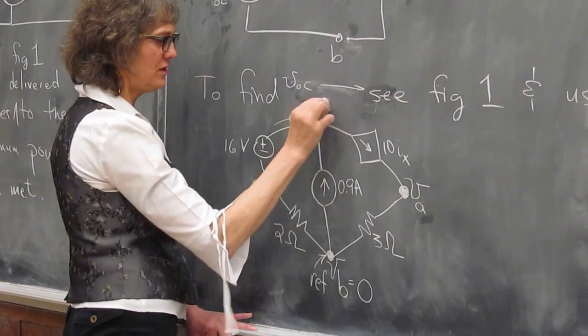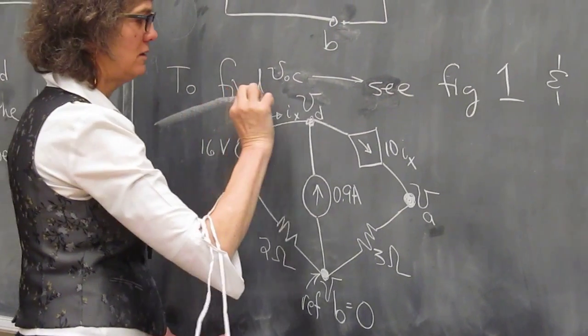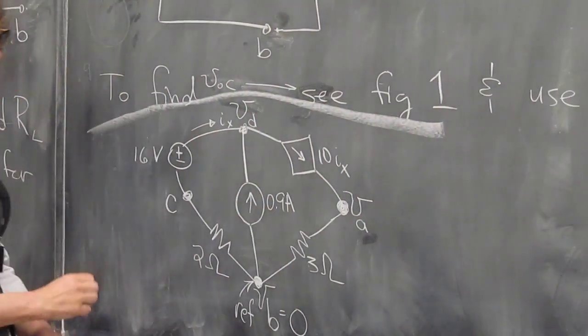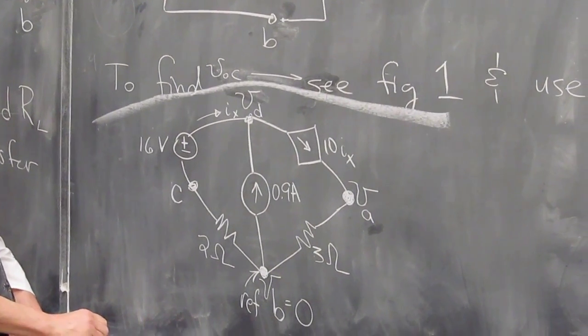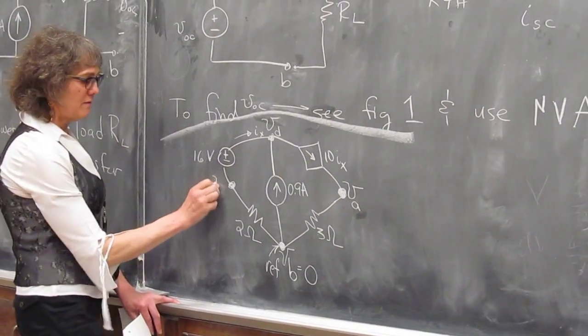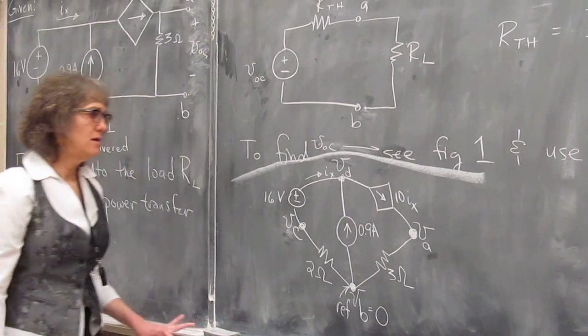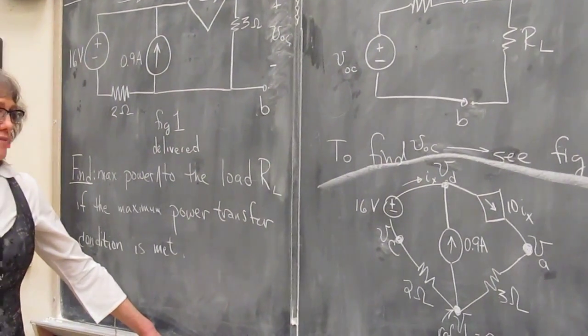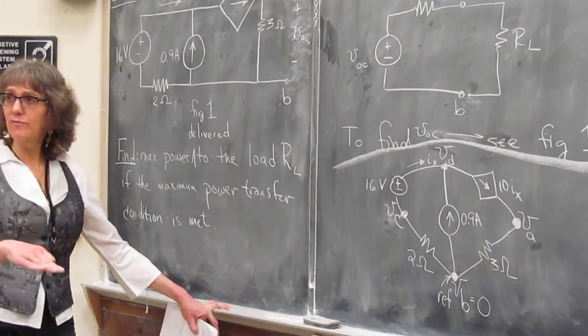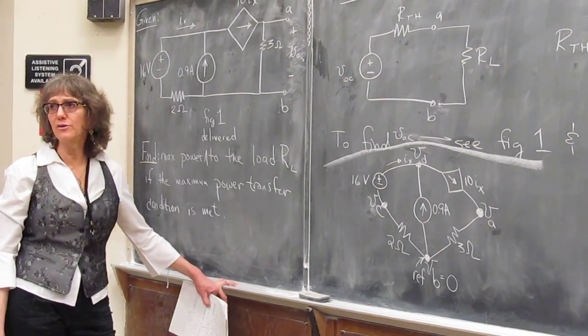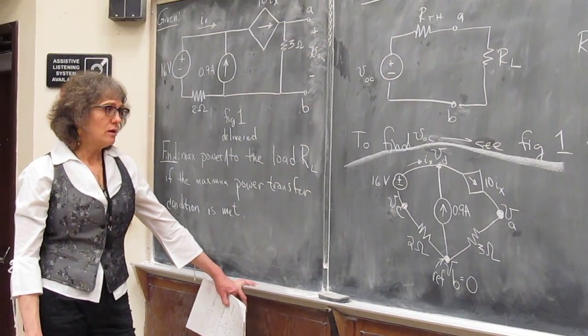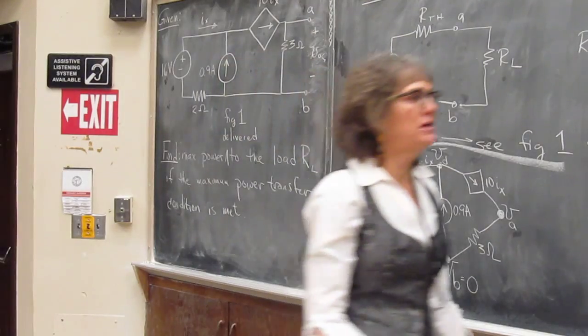Okay, so this is VD. Here, let me see if I can separate it from my, okay. And then this is node VC, and now I've labeled my node voltages. I've got the reference node, and then I've labeled all the other nodes. All right, so that's the second step.